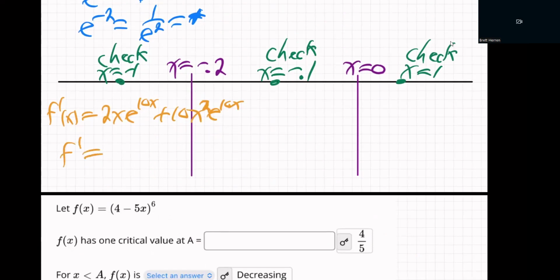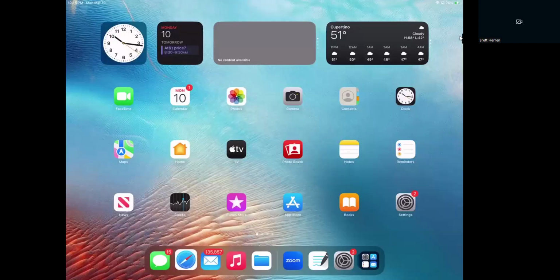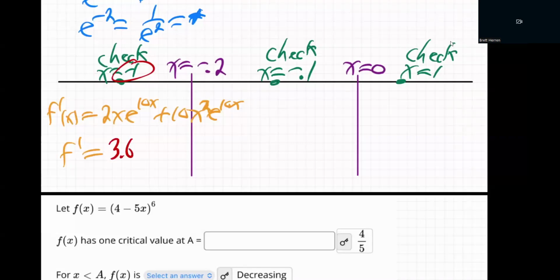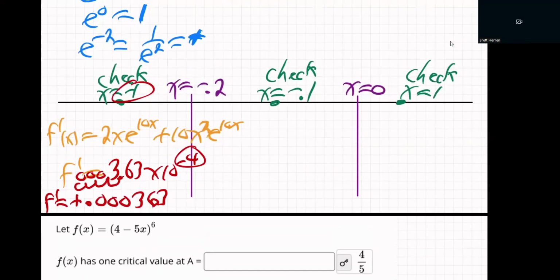So I'm going to plug in -1 first. I've already typed it into Desmos. Plugged in -1. Look at my answer, 3.63 times 10 to the minus 4. What does that minus power mean? That means the decimal goes back 4 places, 1, 2, 3, 4, and those bring in zeros. So it's 0.000363. I really don't care about that. I just care it's positive. Don't be thrown off by that negative power. That doesn't mean the answer is negative. It's just a really tiny but positive number.